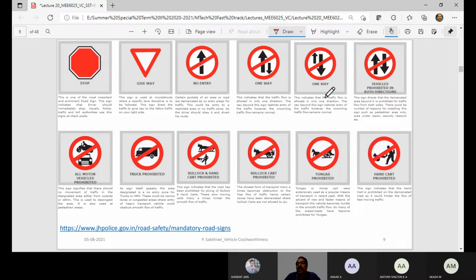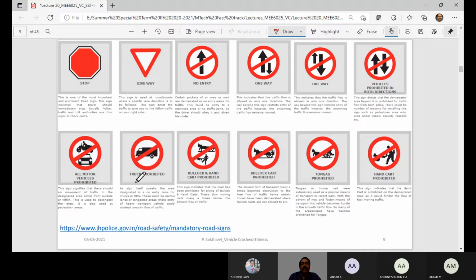And then vehicles prohibited in both directions. So you see there are roads, and then suddenly you see the sign that means in both directions vehicles should not be allowed. All motor vehicles prohibited in some areas. And you may see this kind of sign suddenly kept when there is a mandatory requirement of the road for a particular task, like VIPs going. So suddenly you see this type of sign, and then we should be aware and not go and occupy the road in an emergency situation of a particular event that is happening.